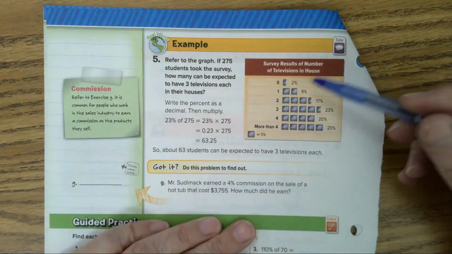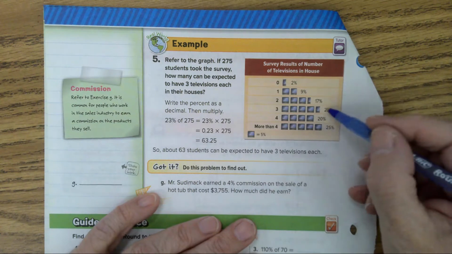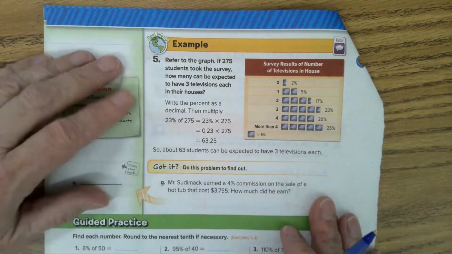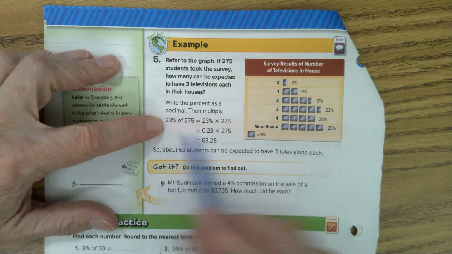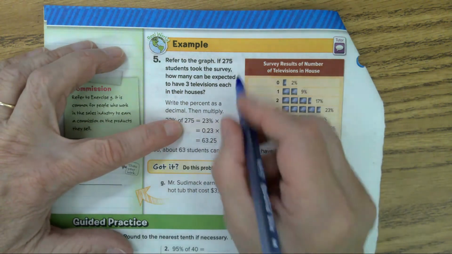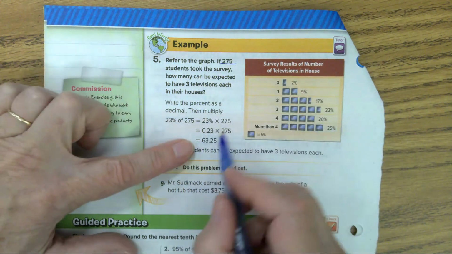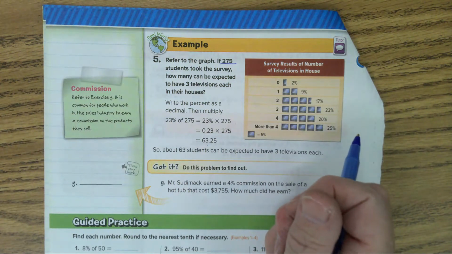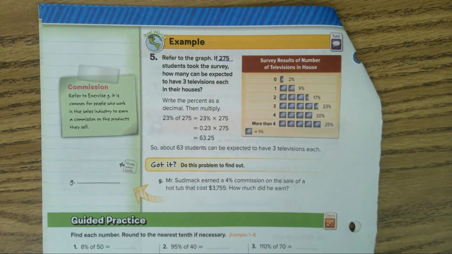Okay, now when they add all of these together, what should it equal? When you add all of your percentages up, it should equal what? 100, that's right. So it says, write the percent as a decimal, then multiply. So 23% times 275, because 275 people were interviewed, equals 63.25 people should have 3 television sets in their house. That's how they did that problem.